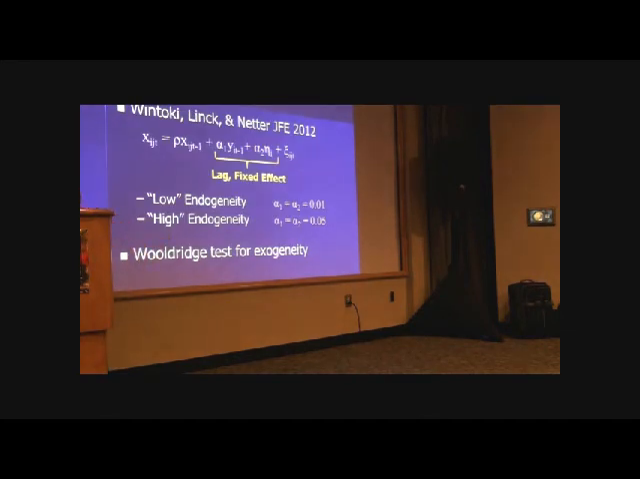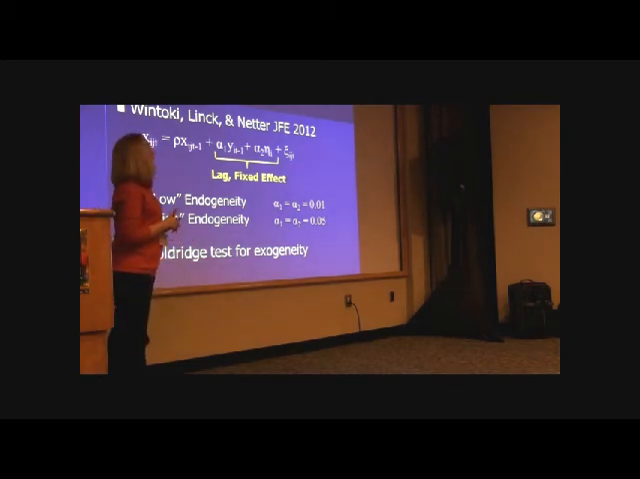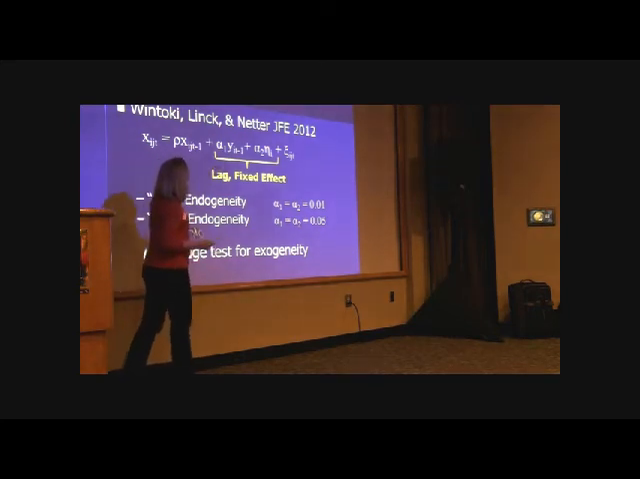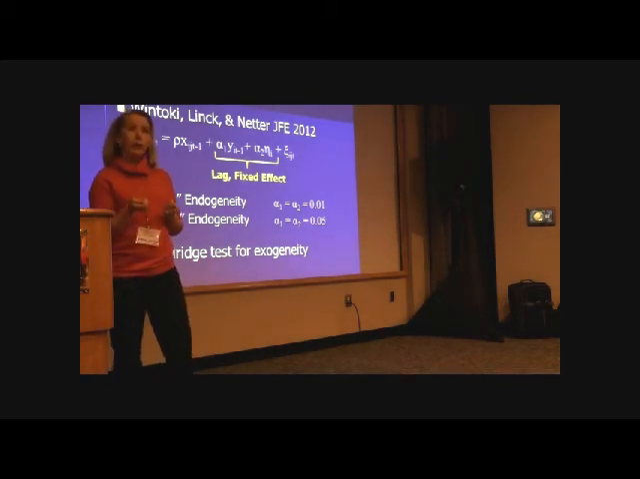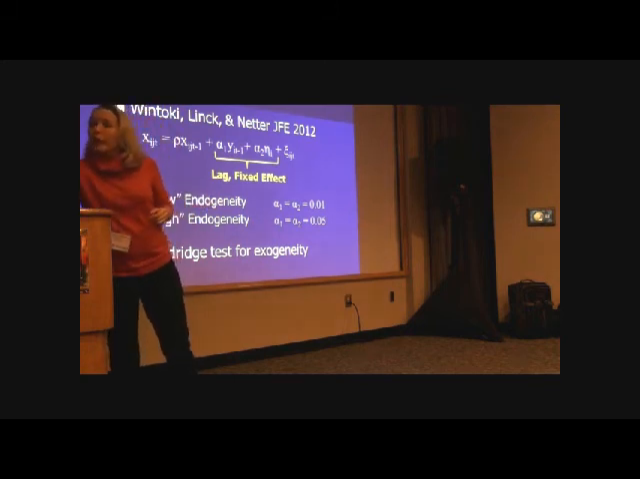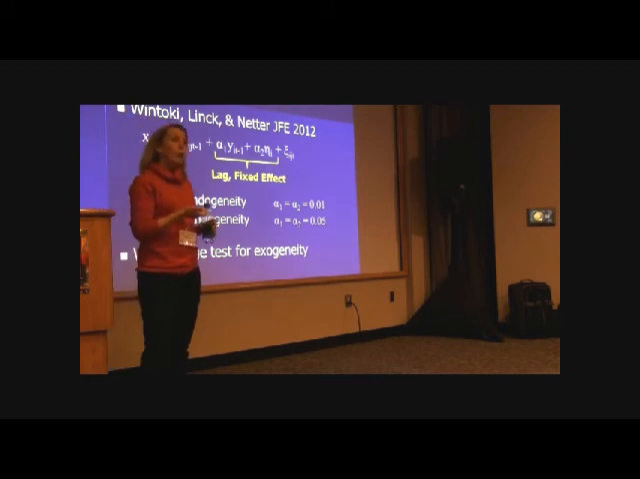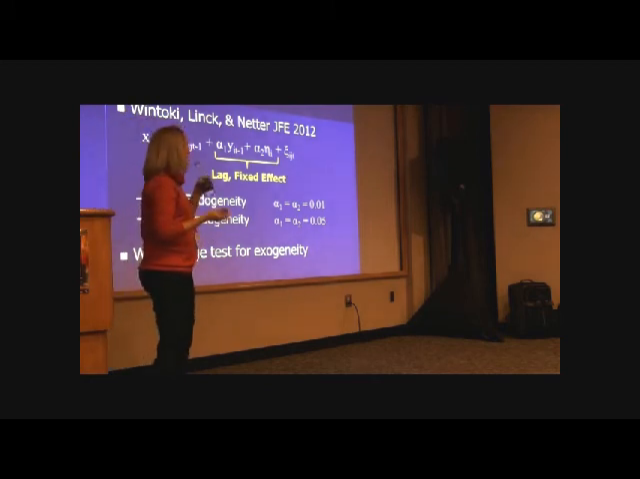To induce the endogeneity, we follow the Wintoki paper, the 2012 JFE, and make our X's dependent on both the lagged dependent variable as well as the fixed effect. We think about low endogeneity as well as high endogeneity by varying those alphas, making it more or less endogenous. And we actually test these, just to make sure that we're inducing what we want to induce as far as the endogeneity, using the Wooldridge test. I don't know if everybody's seen this.